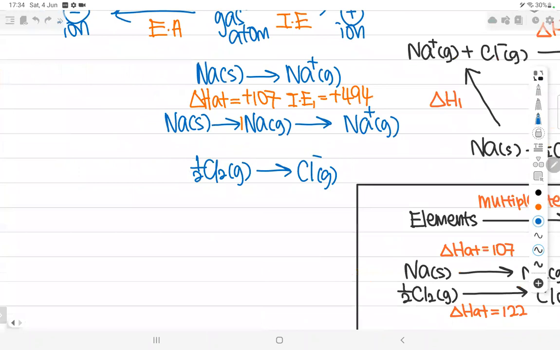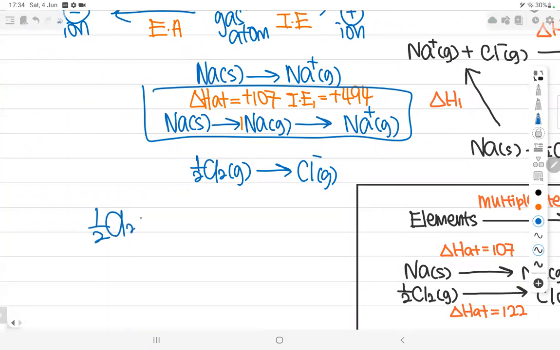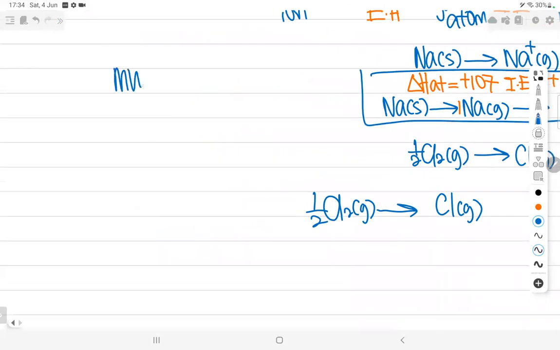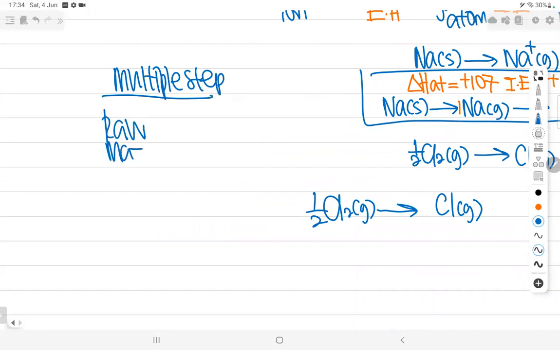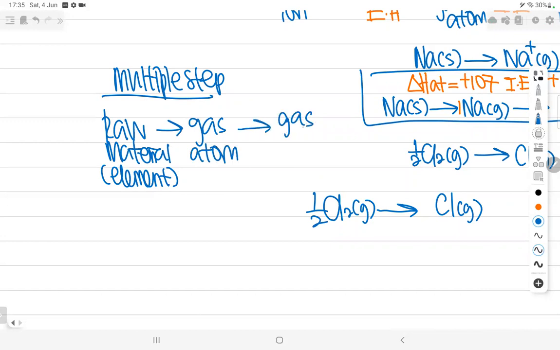All right, so same thing, it involves multiple steps like this. So we write half chlorine gas first. Always change the raw material to become gas atom. So you want to change the chlorine to become chlorine gas atom. So this is the tip. When you come to multiple steps, always change your raw material, which is called the element, to become gas atom first. Then only from gas atom, you change them to become gas ion.